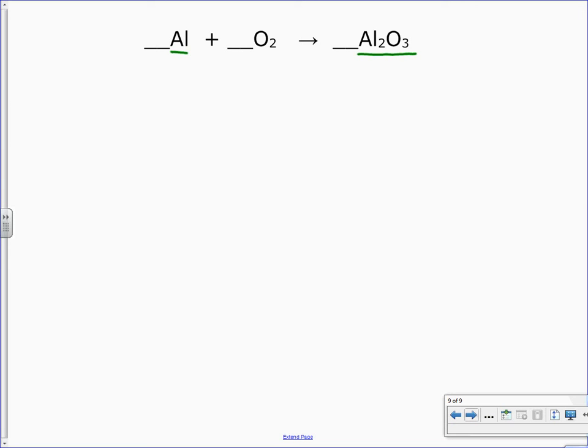So if that's something that stresses you out because you're having trouble on those kinds of distinctions in the last unit, don't worry. It doesn't matter now. We really don't care if it's a nonmetal or a metal. We don't care if it's an ionic substance or a molecule.